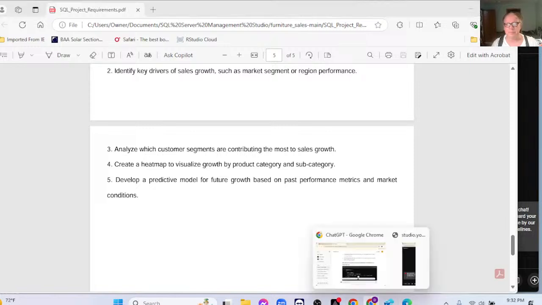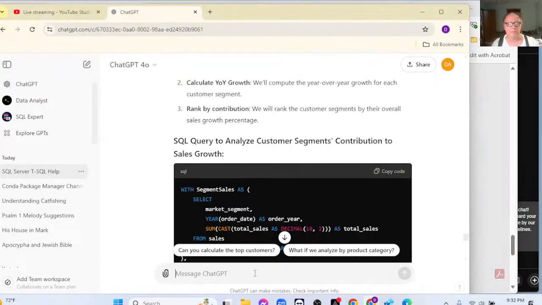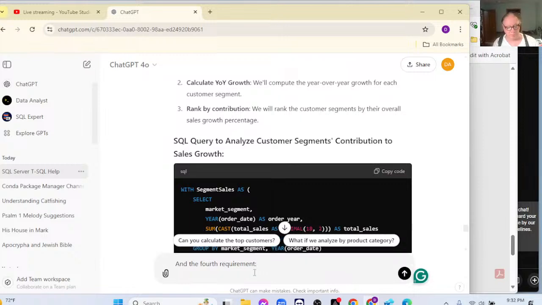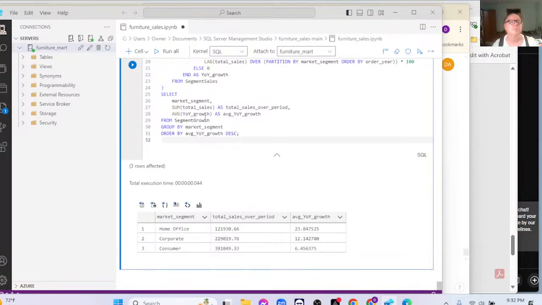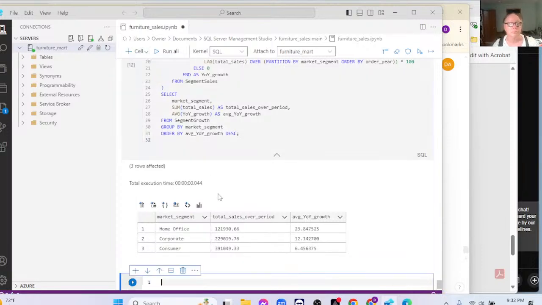Okay, we can't really create a heat map here. Create a heat map to visualize growth by product category and subcategory. Let's do this one here, because we obviously can't visualize a heat map, but can you create sort of a table version of a heat map? Let's see what happens here, shall we?